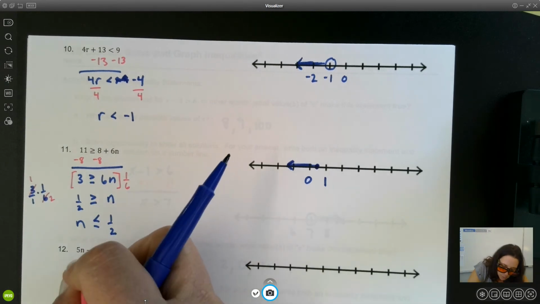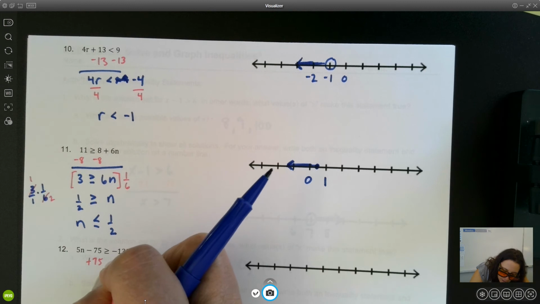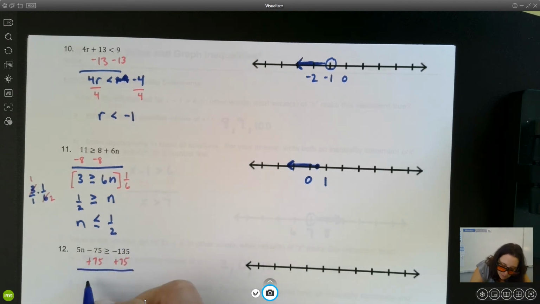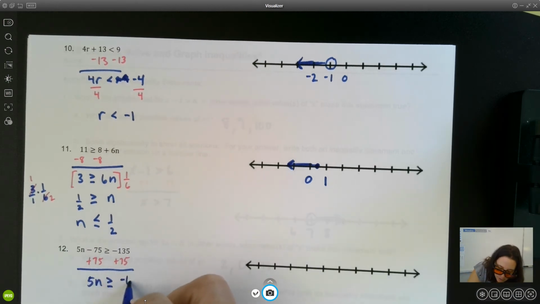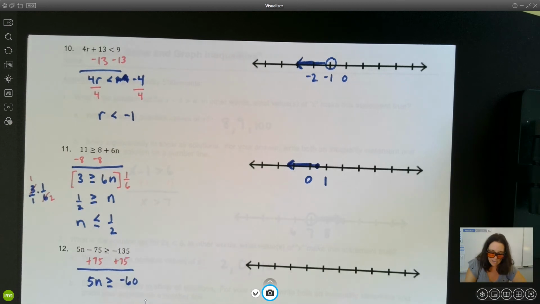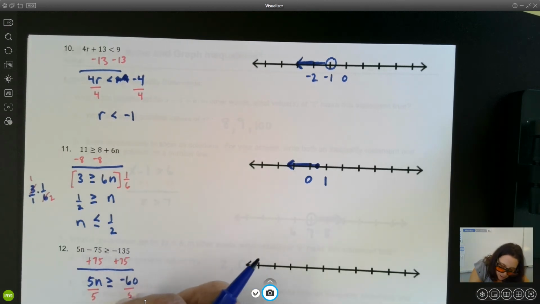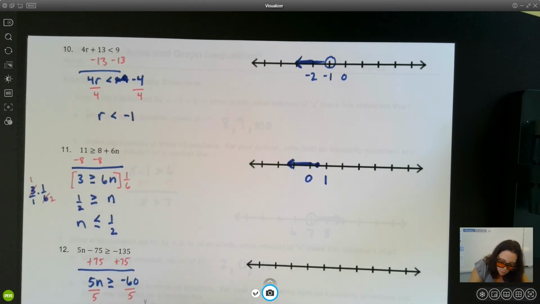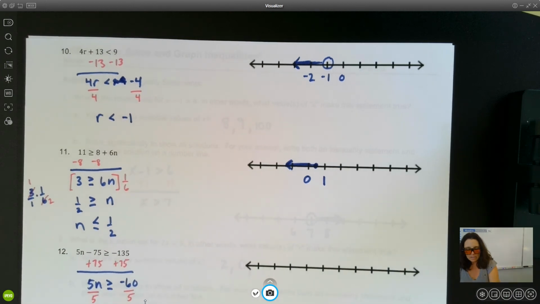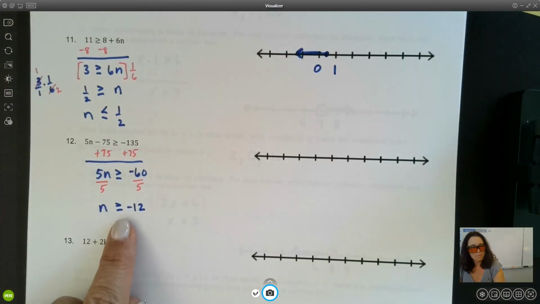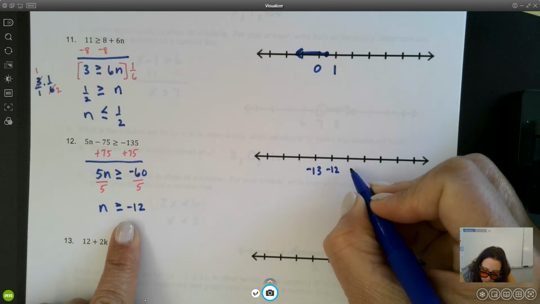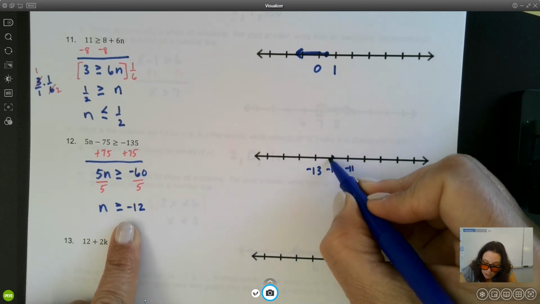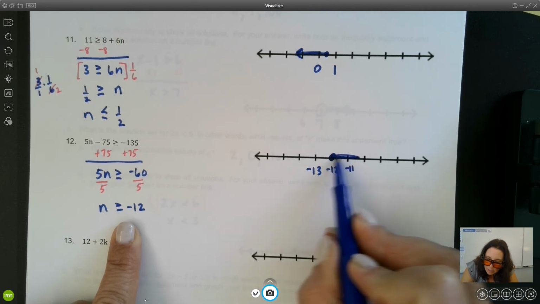All right, this guy we're adding 75. 5n is greater than or equal to negative 60. We're going to divide by 5 or take a fifth. That would be n is greater than or equal to negative 12. So the number to the left of that, negative 13, negative 12, negative 11. Closed circle on negative 12, shaded right.